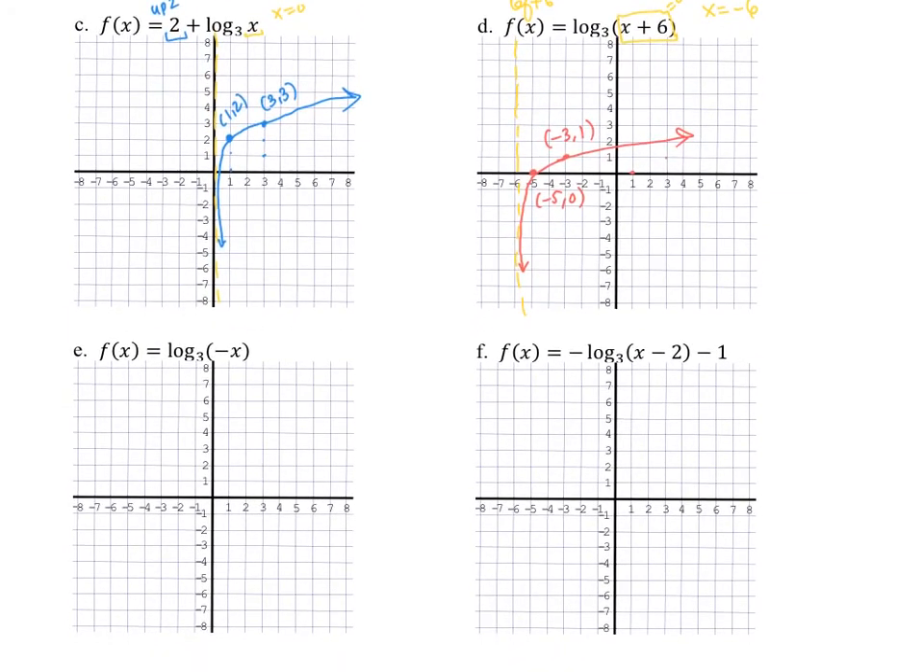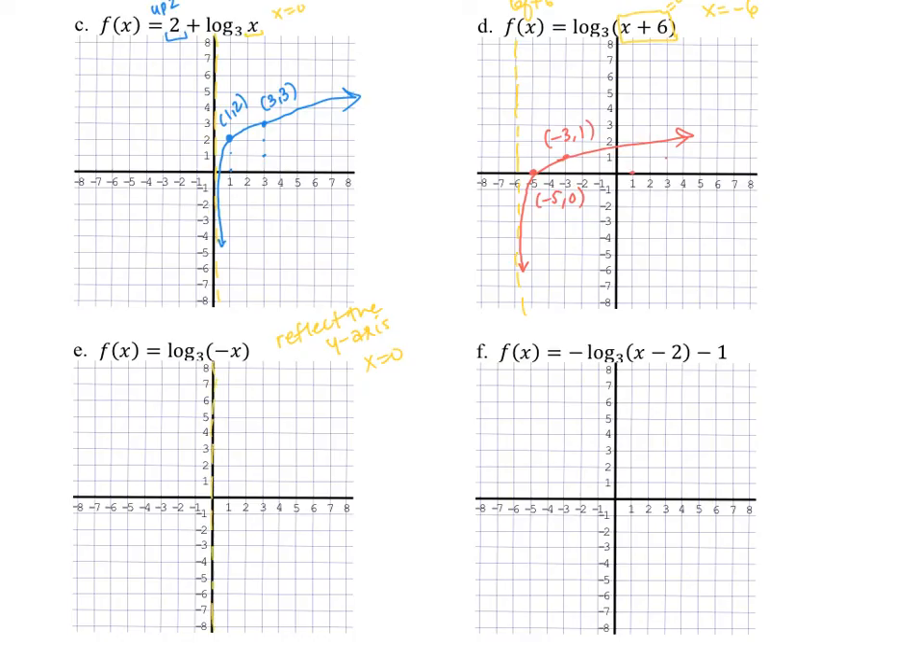Okay, let's keep going. Let's consider this one. Let's see, log base 3 of negative x. So the x is changing sign. Since the x is changing sign, this is going to reflect the y-axis. If I reflect the y-axis, that does not affect my asymptote, which is at x equals 0.